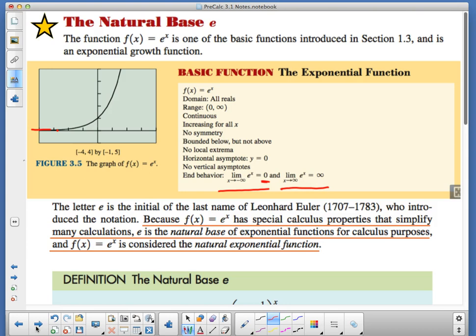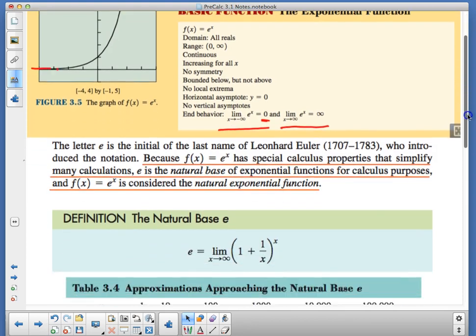Now, the letter E is the initial of the last name of Leonhard Euler, who introduced the notation because f of x equals e to the x has special calculus properties that simplify many calculations. E is the natural base of the exponential function for calculus purposes. Isn't it cool? It's like, hey, these things don't seem to be working out. I'm going to introduce this thing, and it's going to change the world. And that's how we came across this constant. It's kind of a neat thing to have discovered.